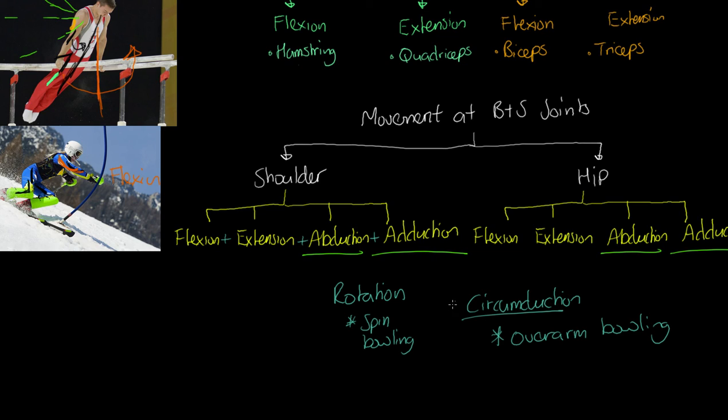Now, I've read in different places, some people don't consider circumduction to be an actual movement pattern, but a combination of others, whereas rotation very much is, okay? So just bear that one in mind. But rotation is the actual pivoting of the bone within the joint, whereas circumduction is the combination of these movements.